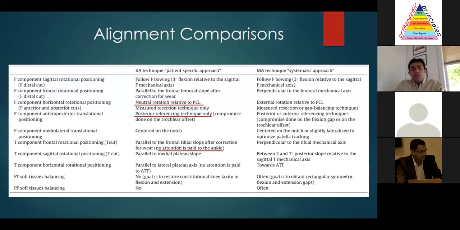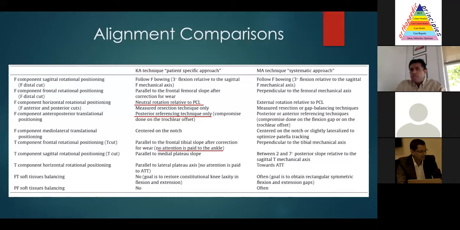What about the tibial positioning? So in a kinematic principle, you don't pay any attention to the ankle. You don't care where the joint line of the tibia proximally is in relation to the ankle. But in a mechanically aligned knee, you care about where the ankle is and you want to make sure that the joint line at the ankle and the joint line of the tibia are as parallel as possible, which makes the axis between the tibial component and the mechanical axis of the tibia usually within 90 degrees, plus or minus 3 degrees.